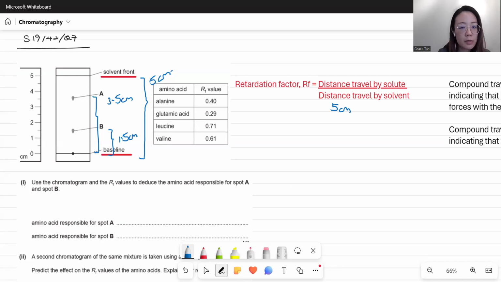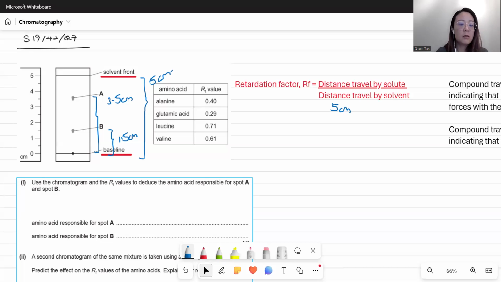So let's solve the first question over here. Okay, so this is the quantification part. You need to quantify what is the retardation factor, which is from your thin layer chromatography. That would be the quantification part. Now, use the chromatogram and the RF values to deduce the amino acid responsible. So if you want to identify what is the amino acid identity, you need to first quantify, then the numbers, you match it with a library. So in this case, the examiner is giving you a table of, okay, if you're 0.4, you are alanine. Congratulations, you know who is the sample.